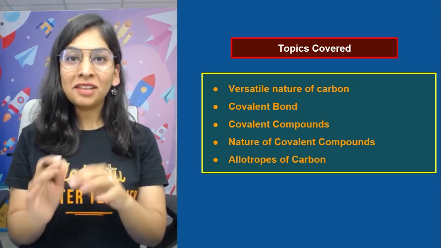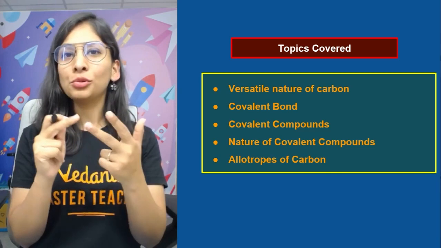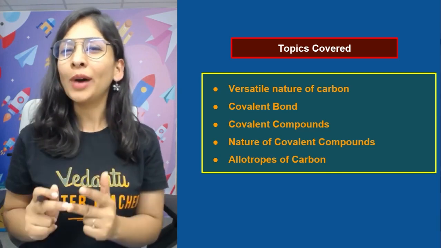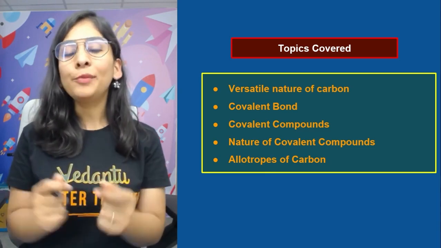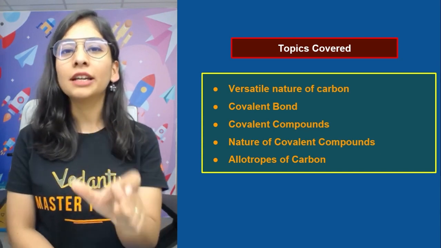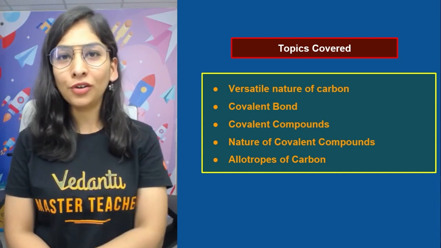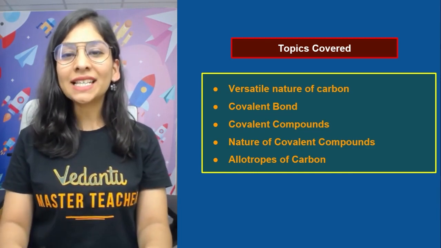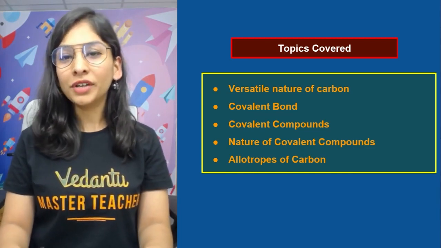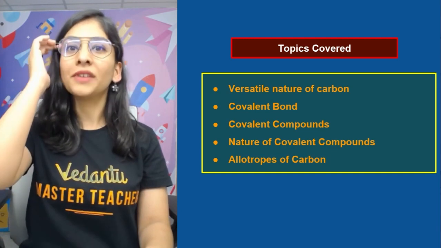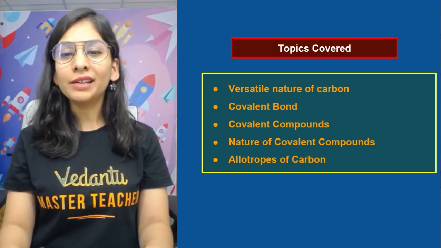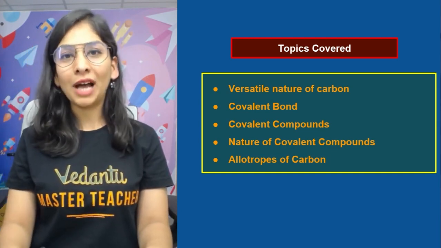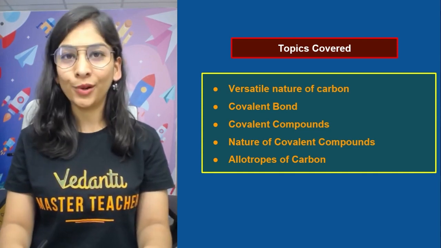That means chapters 1, 2, and 3 are already completed. Hope you had followed it properly. If there is any problem, you can visit the Vedantu 9 and 10 English channel's playlist. You will find all the videos in case of any confusion. We'll discuss versatile nature of carbon, covalent bond, covalent compounds, different types, nature of covalent compounds, and definitely allotropes of carbon. These are the topics that we're going to discuss.